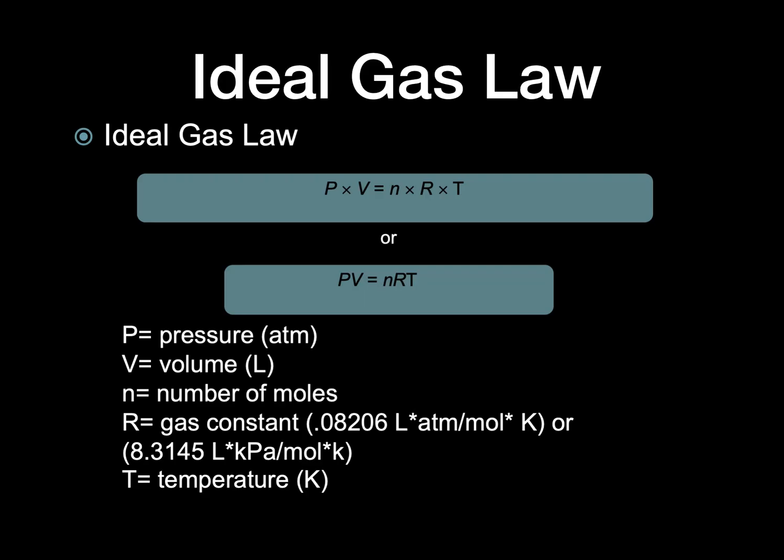Ideal gases. So the first thing we're going to talk about with ideal gases is the ideal gas law. And the equation for the ideal gas law is PV equals nRT.